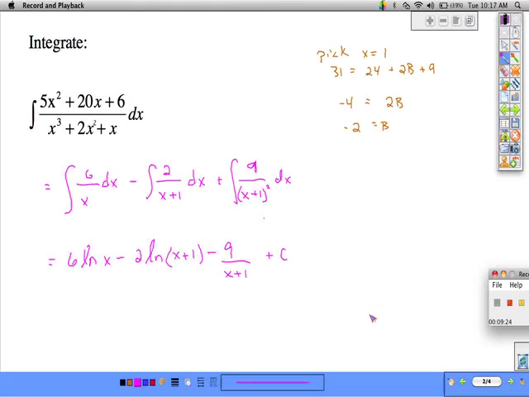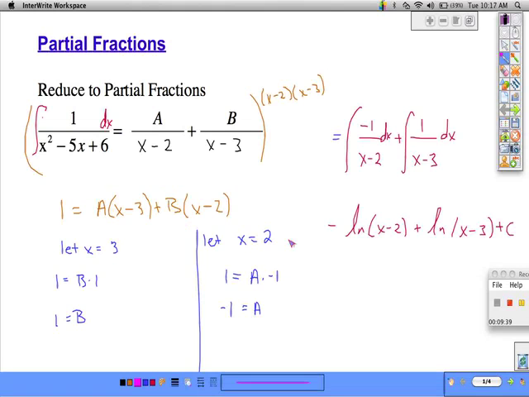And I suppose one thing that I am forgetting here is that when you integrate and get the natural log, it should be the natural log of the absolute value of that thing, because we can't take the natural log of a negative number. And I'm missing that from my first problem too.